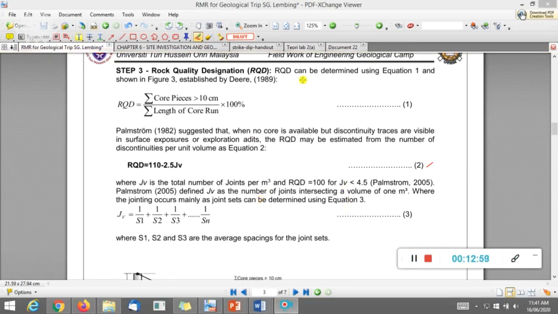So in question 2, you need to calculate the JV. JV is the average of the spacing, because normally in one work area there must be a lot of spacing, so you need to get the average of the spacing. Then finally you can calculate the RQD. Same also in step 2.